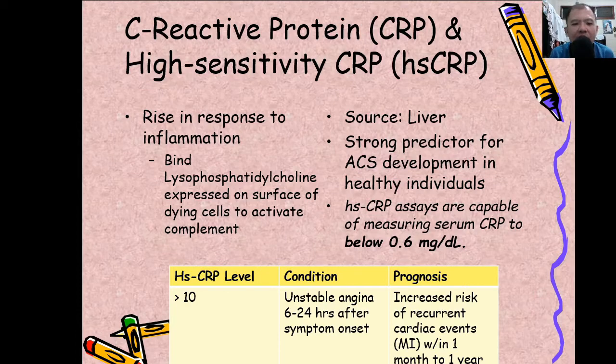However, in cases where you have HSCRP above 10, then it is used to predict recurrent cardiac events. This is when the patient is undergoing some unstable angina 6 to 24 hours after symptom onset.